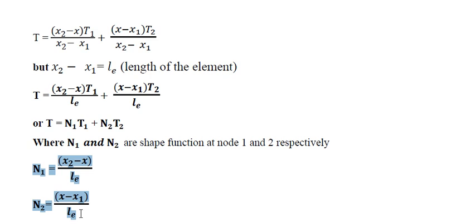So the 1D heat transfer element is similar to the 1D bar element. The shape function expressions are the same. We have taken them in global coordinates; the expression differs in natural coordinates, but here we have taken global coordinates. So in the global coordinate system, the shape function N1 is (x2 minus x) by LE and N2 is (x minus x1) by LE.